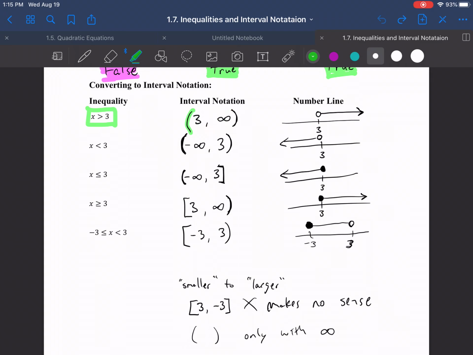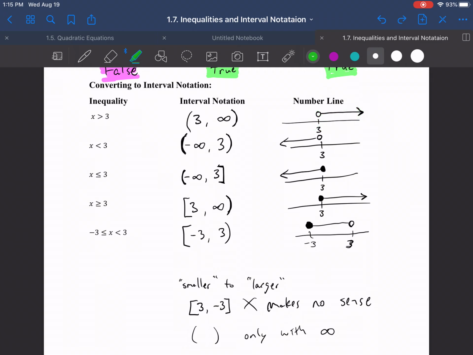The next part would be writing this as a number line, and so you can see the number lines over here. So this is x is greater than 3. What we would do is put an open circle right there, and then draw an arrow pointing to the right because that's the direction we're going. We want all the numbers bigger than that. And of course, we labeled it as 3.